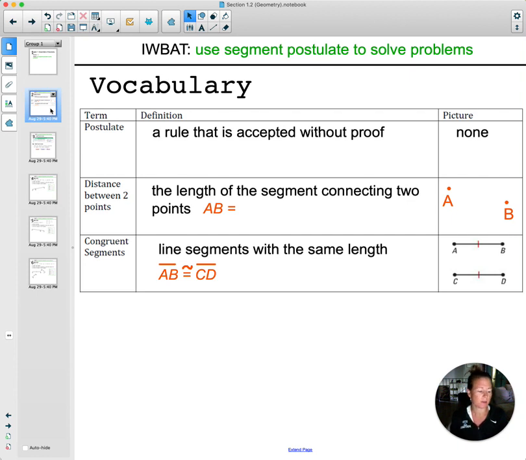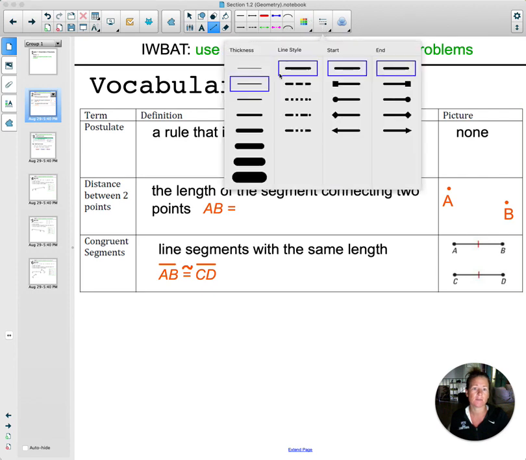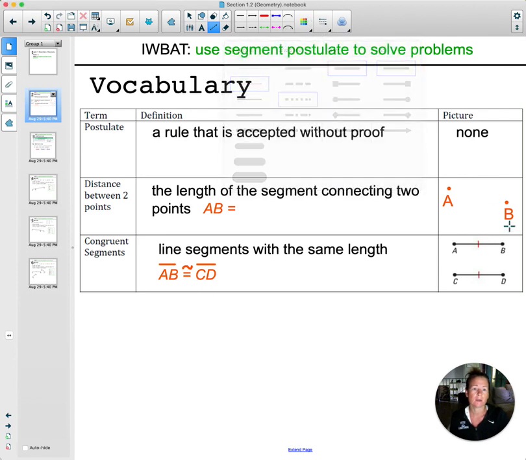We've also talked about the distance formula. So the distance between 2 points, if you just have any 2 points written out anywhere, the distance between them is also just the length of the segment that connects them. So if I were to connect these two with a segment here, the distance from here to here is the same as the length of the segment that connects it.